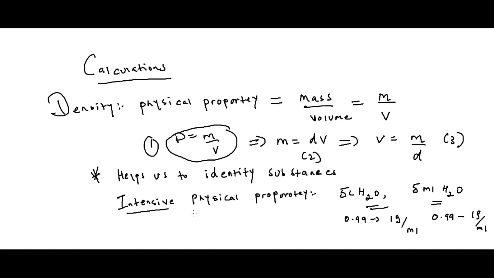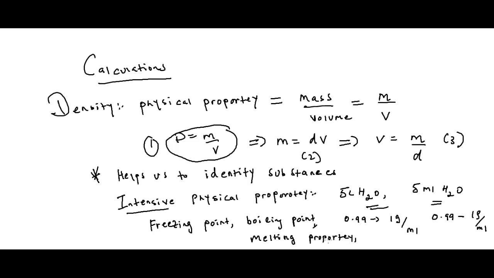By the way, density is one example of an intensive property. We can also add freezing point, boiling point, melting point. All these are examples of intensive physical properties. Something like mass or volume or pressure is considered an extensive physical property. When you change the mass or the volume or the pressure, the property is going to change.